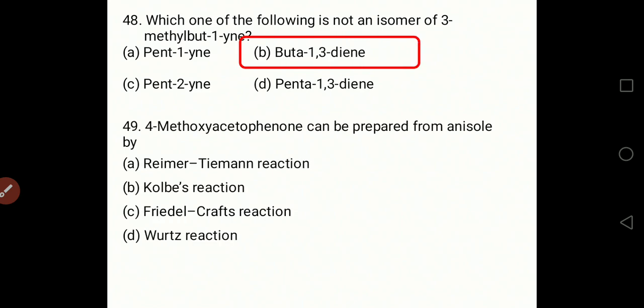4-methoxyacetophenone can be prepared from anisole. See, anisole cannot undergo diazotization, anisole cannot undergo Reimer-Tiemann reaction, anisole cannot undergo Wood's reaction. The only one option left, that is Friedel-Crafts reaction.